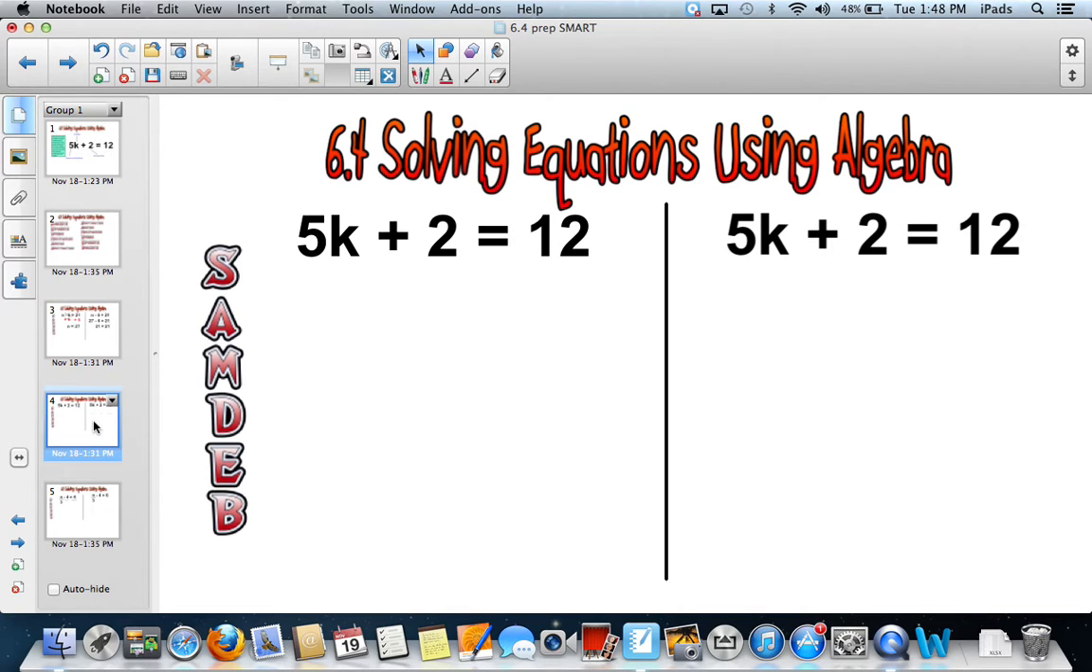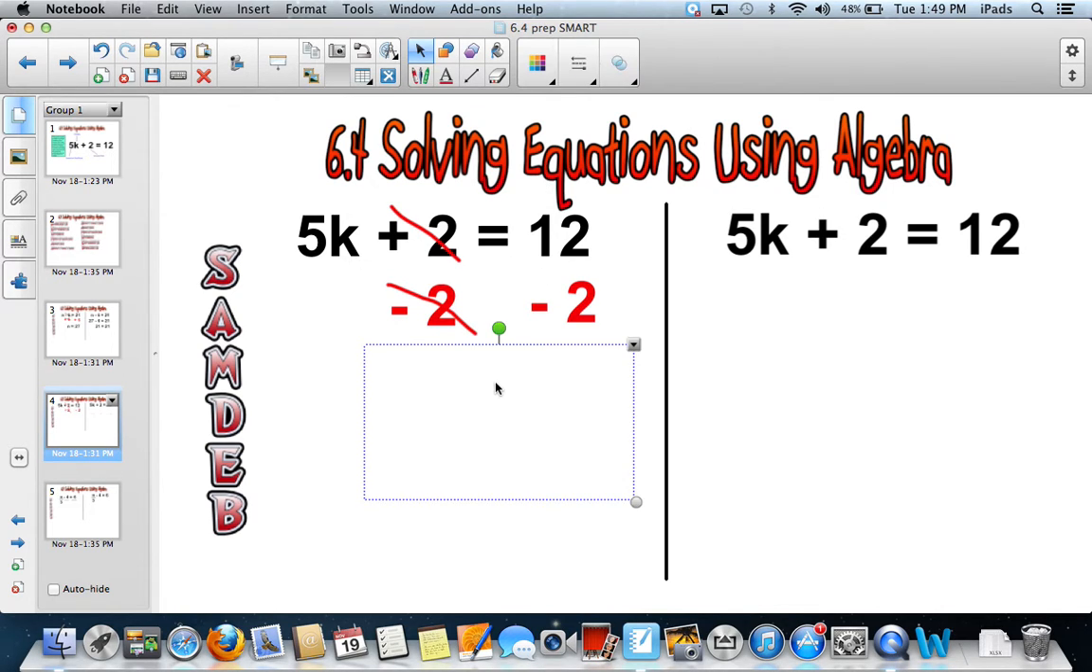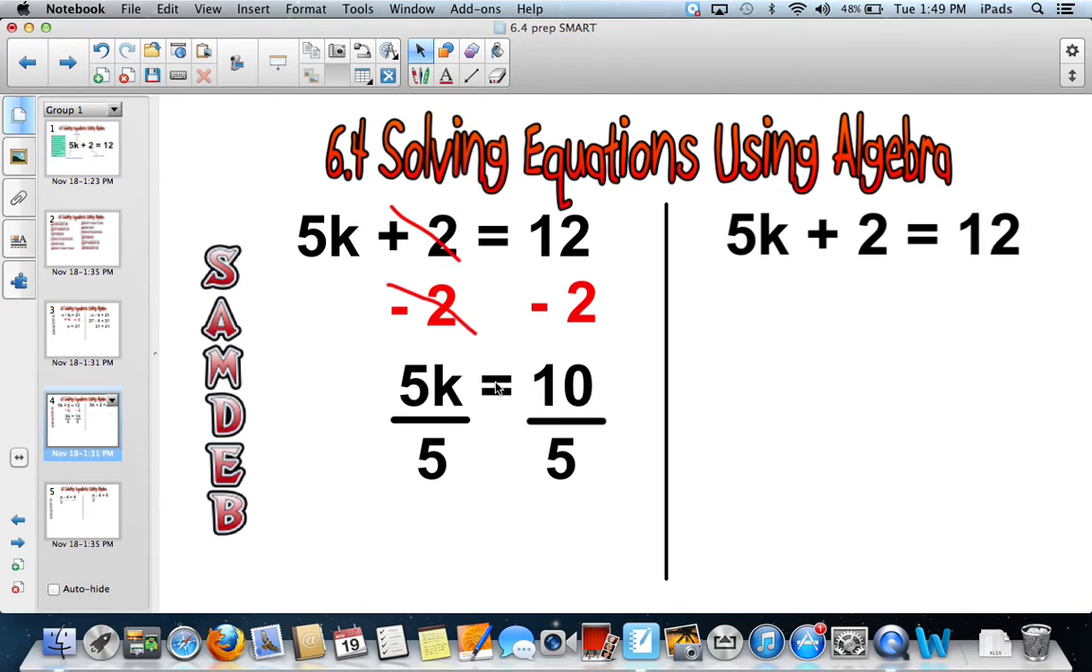To look at something a little more complicated, we are going to use 5k plus 2 equals 12, our good old standard equation. We're going to do the same thing again. We're being asked to add 2. So we're going to do the opposite of that, and we're going to subtract 2 from both sides. And when you add 2 and you subtract 2, these two numbers will cancel each other out to make 0, a zero pair like we've talked about. You subtract 2 from the other side, ends up with a 10, meaning that 5k is equal to 10.